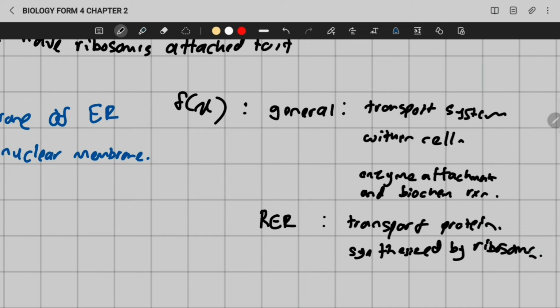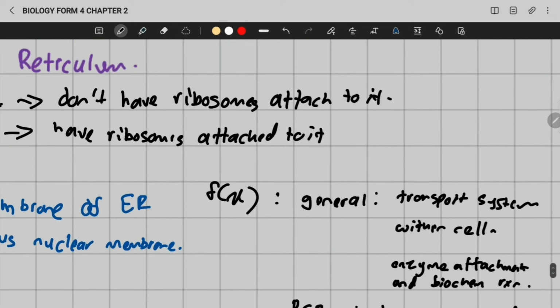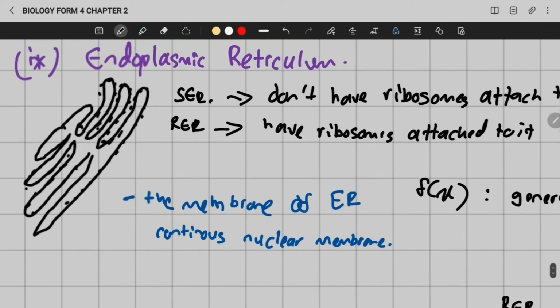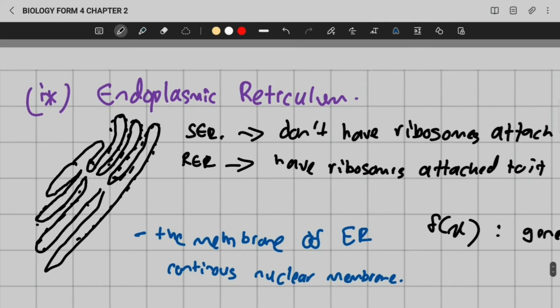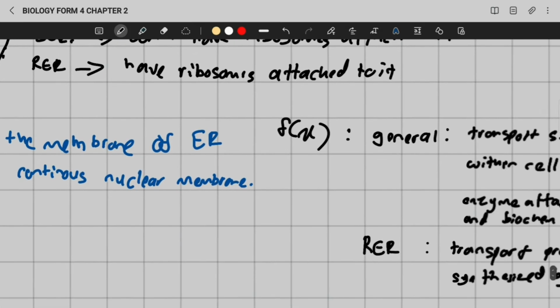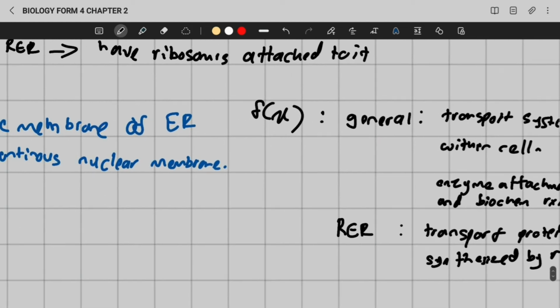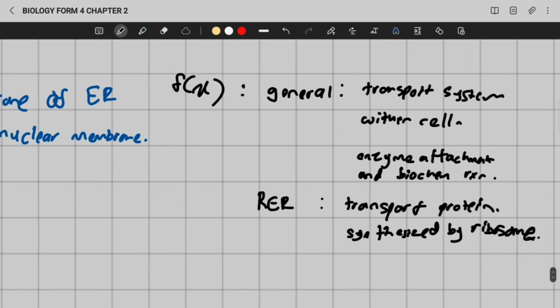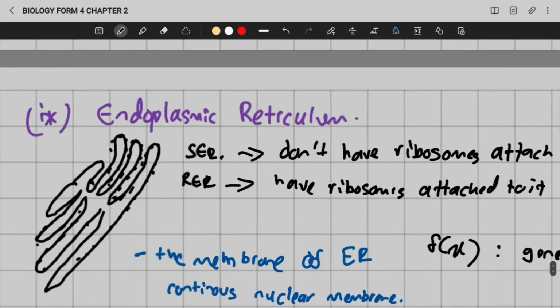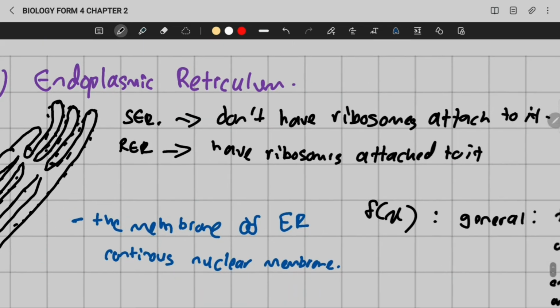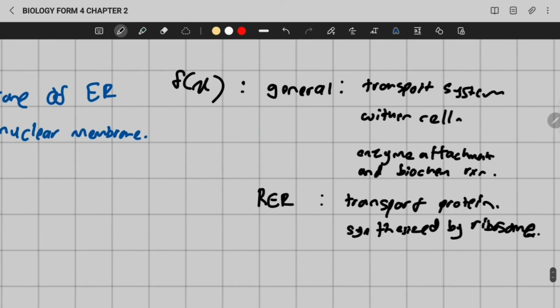And now you can see how the ribosome is interconnected. Its function is interconnected to the endoplasmic reticulum. It's just like you have a pencil and an eraser. Eraser to erase, pencil to write. So the rough endoplasmic reticulum has ribosomes attached to it. The ribosome synthesizes protein, and the rough endoplasmic reticulum transports that protein.